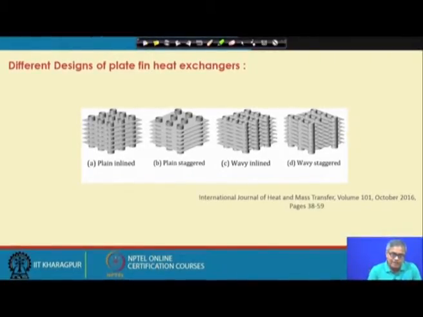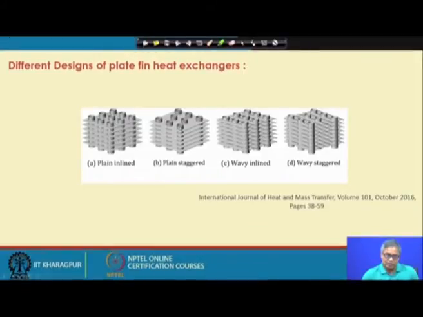You can see the tubes, I need not show, it is clear to everybody. So, these are the tubes, and here we have plain plate fin, and here we have wavy plate fin. What is important to note here is that the tubes have different kinds of arrangement. In this, the tubes are in a particular arrangement which is called inline arrangement, and then there is the staggered arrangement. So, you see this is a staggered arrangement.